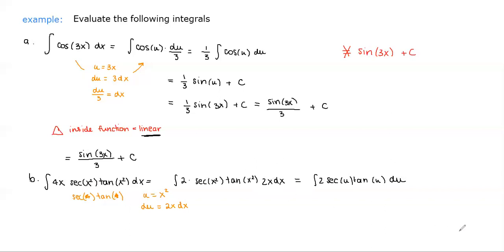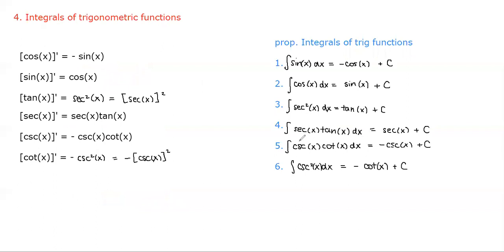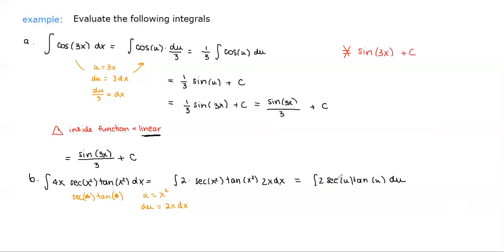Right, so now if I go back to the derivatives that I have over here, if I want to integrate the function secant times tangent, which is applied to the same variable, with respect to that variable, so the function secant times tangent of x, the integral of that is going to be secant of x. So if I want to integrate secant times tangent of u, the integral of this is going to be just secant of u. So I'm going to get 2 times secant of u plus c.